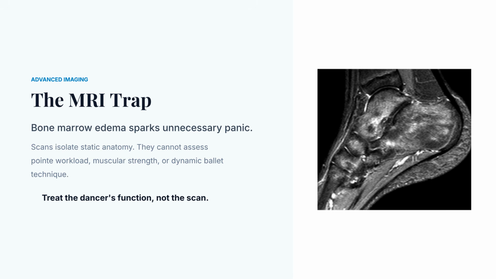The MRI trap. This brings us to the pitfalls of MRI. It is very easy to fall into the MRI trap. Reports often return highlighting bone marrow edema, which sparks unnecessary panic for young dancers.